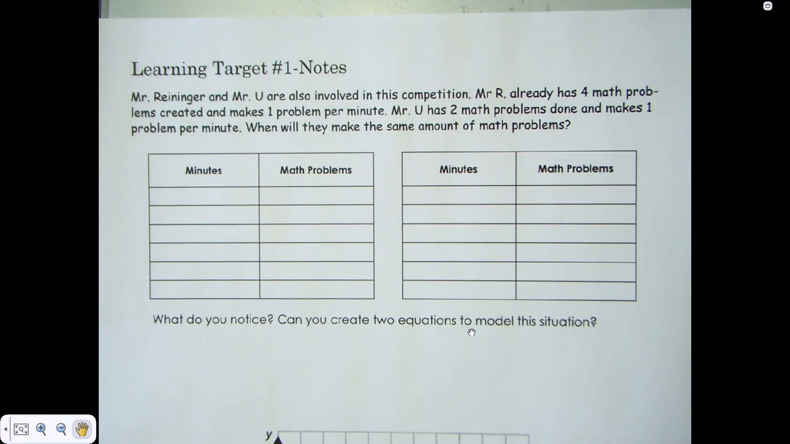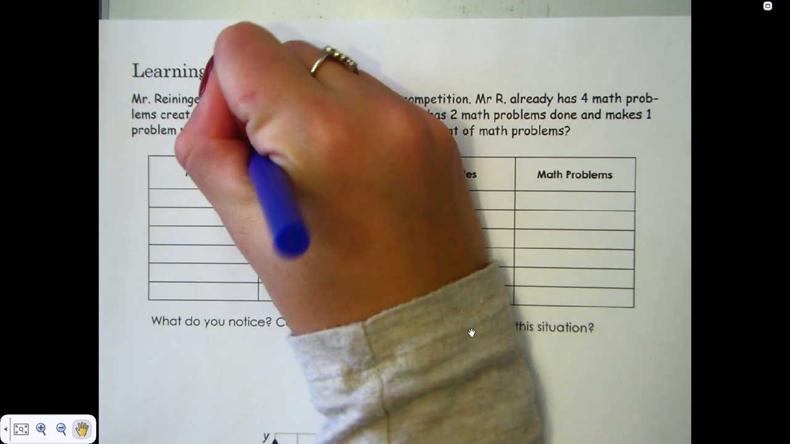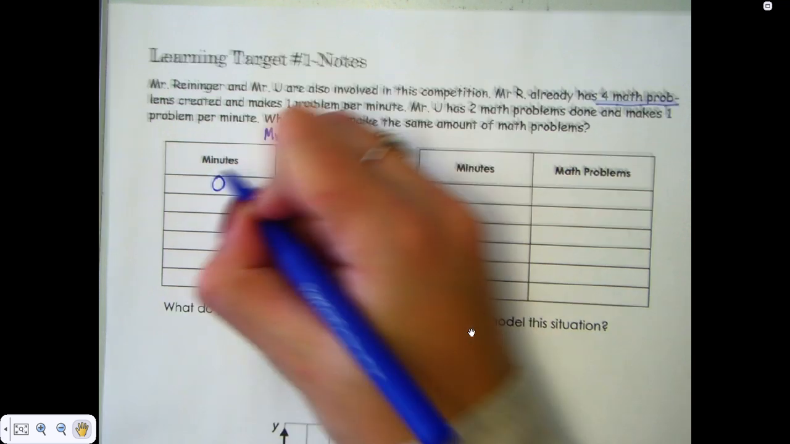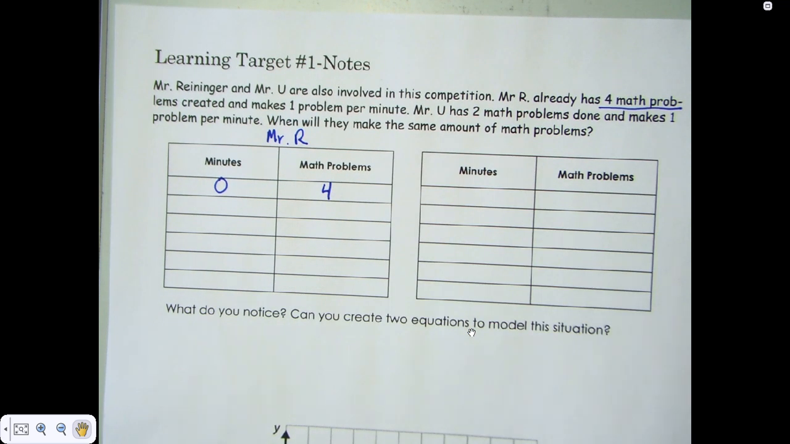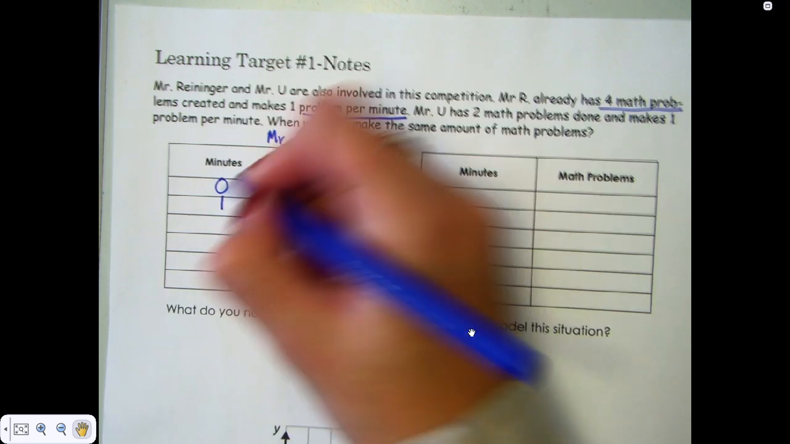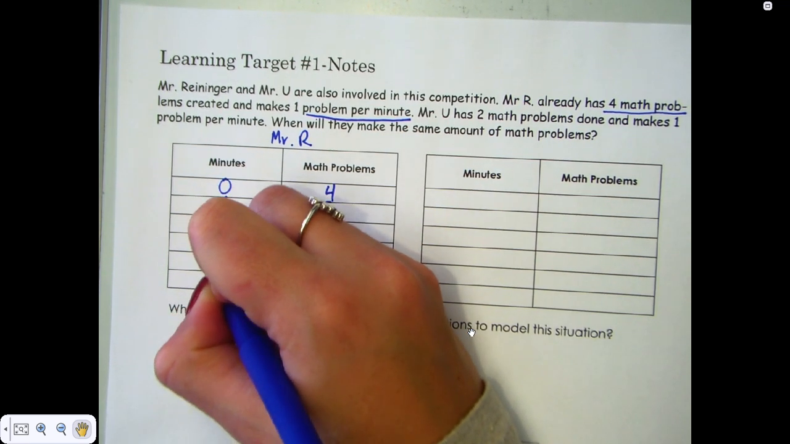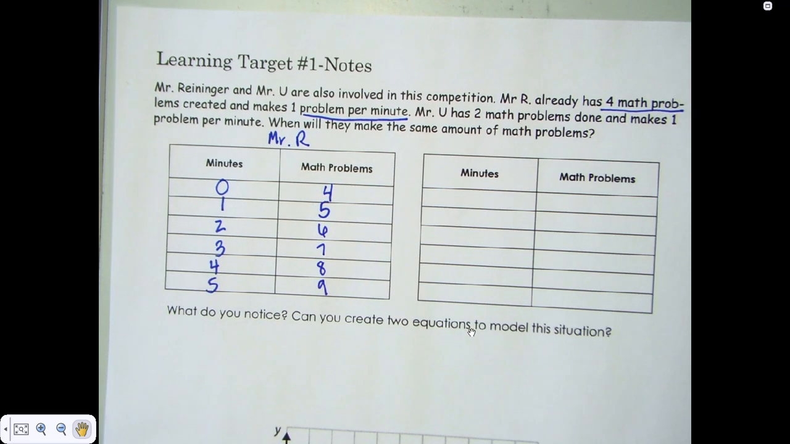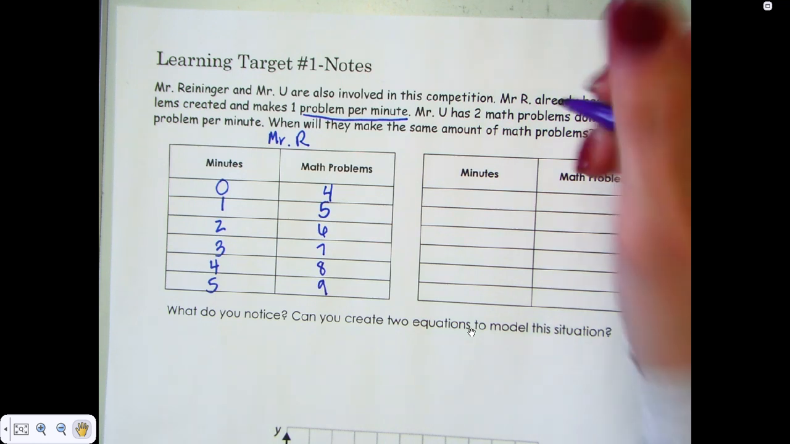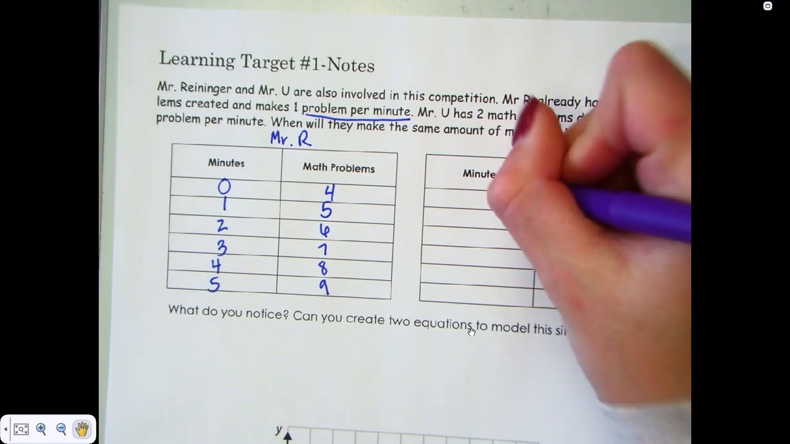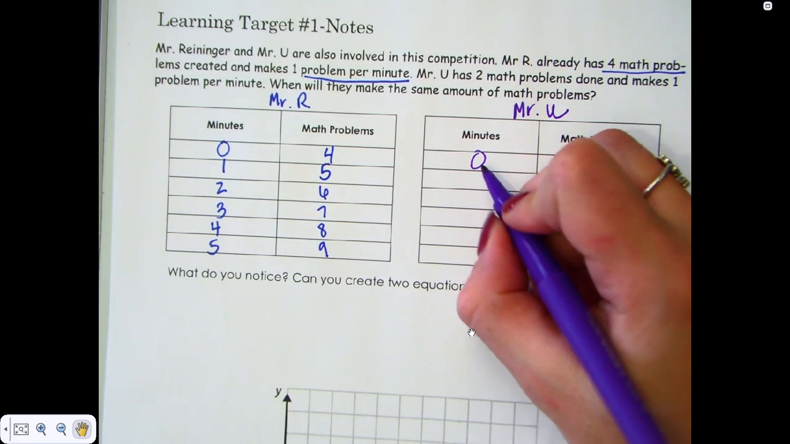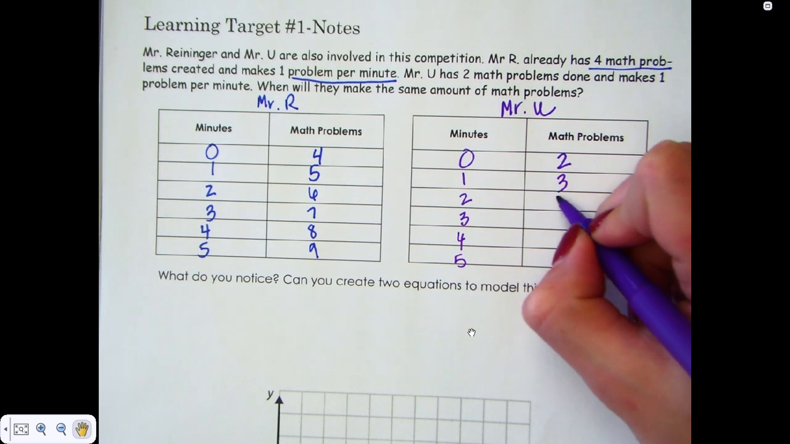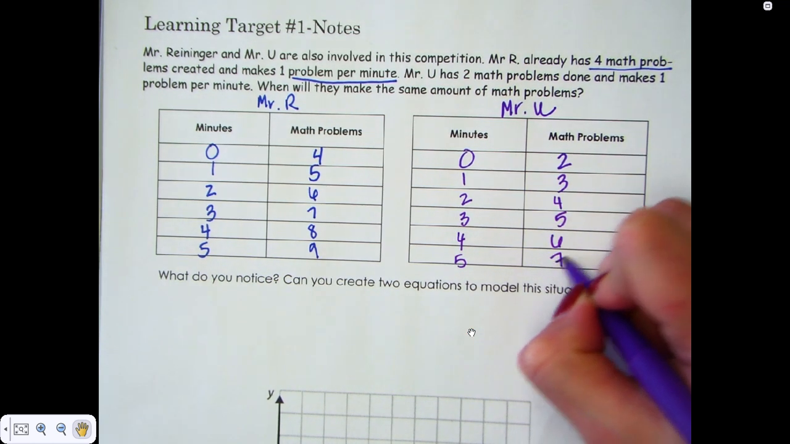So let's talk about Mr. R first. So he already has 4 math problems done. That means at 0 minutes, he's already have 4 problems done. And then he creates 1 problem per minute. So at 1 minute, he creates 5, 2. So I'm going to just create this table here. All right, so there's Mr. R. Pretty straightforward. Mr. Yu already has 2 math problems done, and then he does 1 problem every minute as well. So 3, 4, 5, 6, 7.